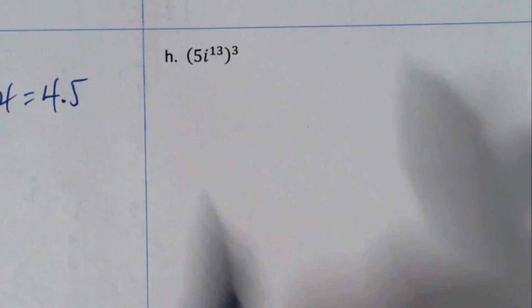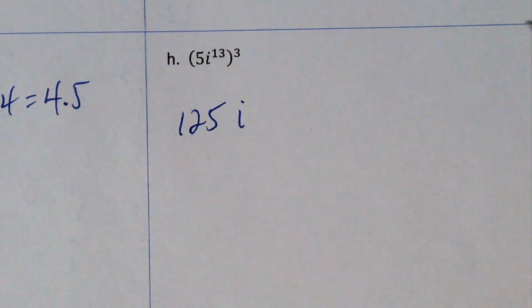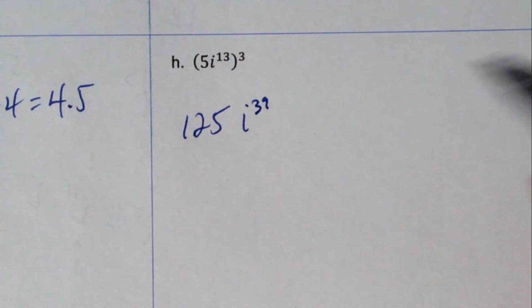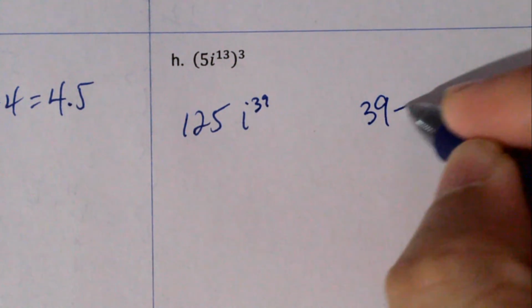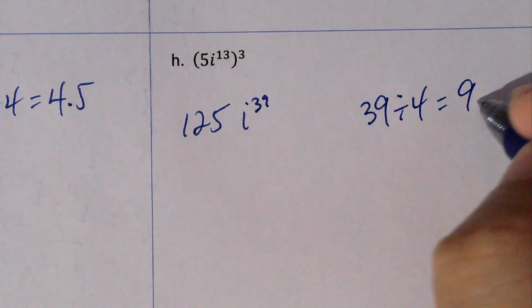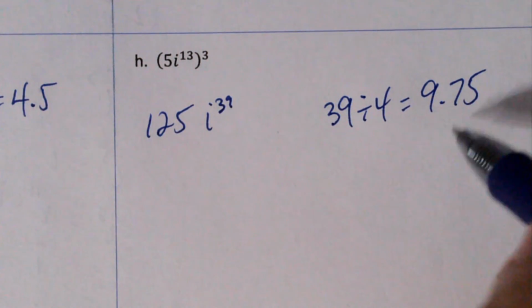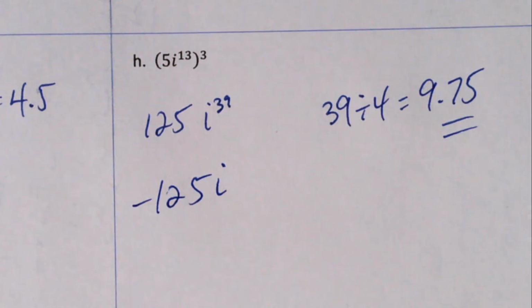H, 5 to the third is 125. 13 times 3 is 39. 39 divided by 4 is 9.75. Remember, 0.75, that decimal gives me a negative I. So this is negative 125I.